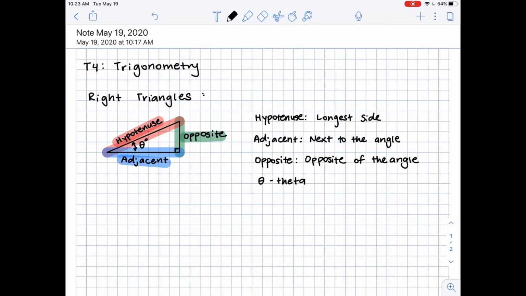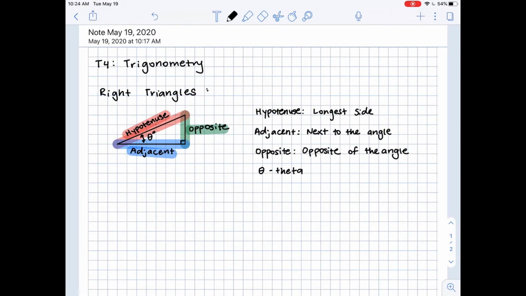Now I'm going to be introducing a lot of things today. If you get stuck, don't worry, rewatch the video. I'll post more videos on this. We're going to take our time with this. So we have a right triangle. Now, in trigonometry, there's three main functions. We have what's called sine, cosine, and tangent.